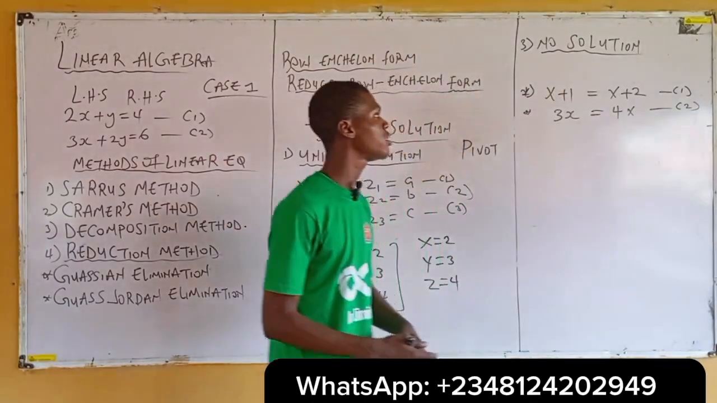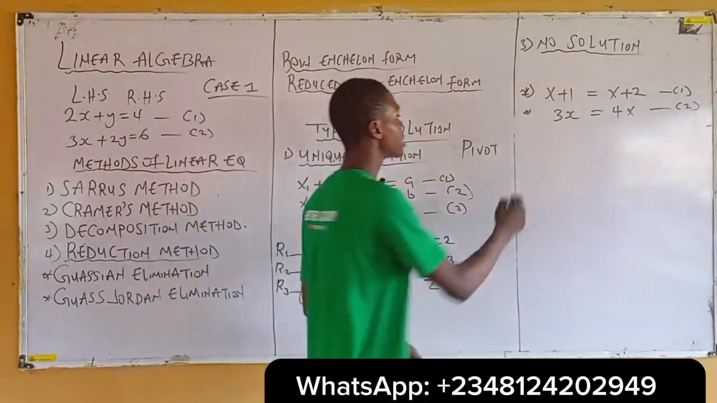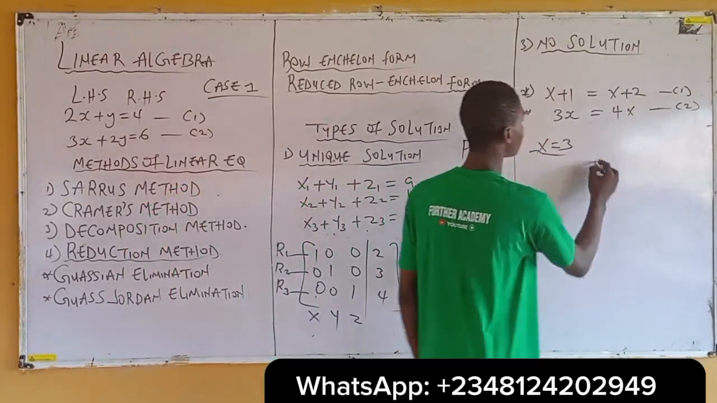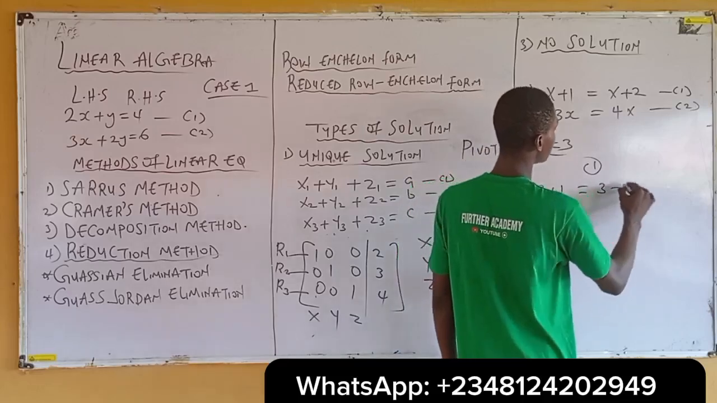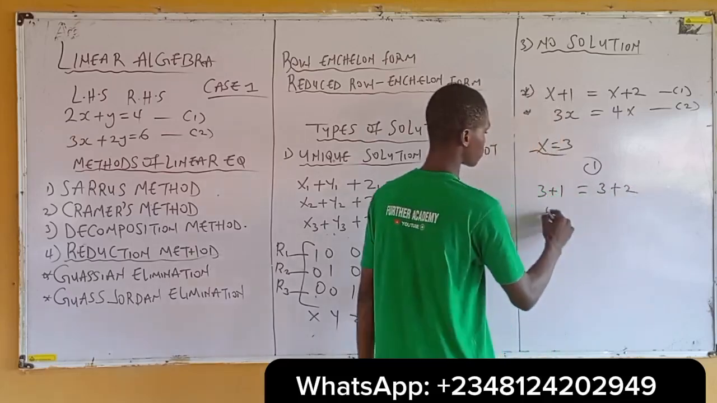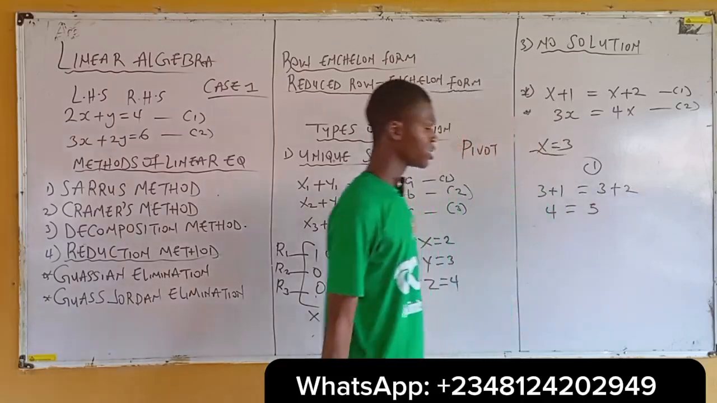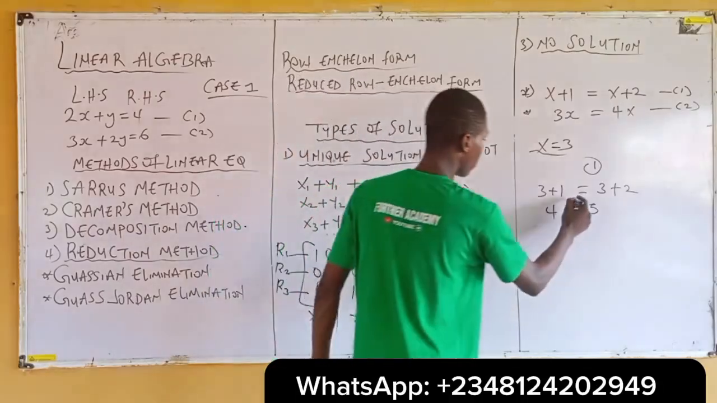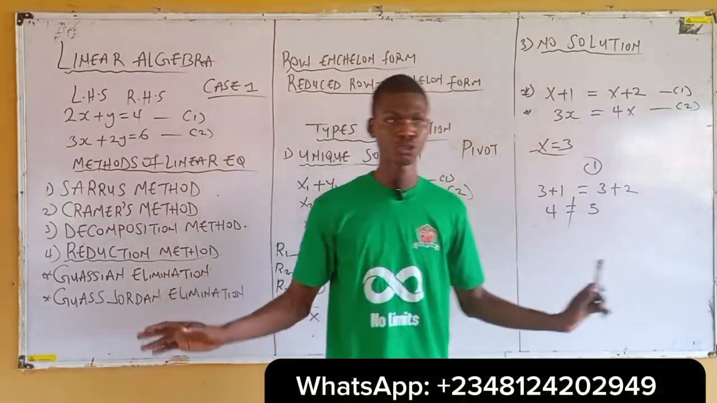Now, let's assume any value of x. Let's say when x is equal to what? 3. When x equals 3, for the first one, what do we have? We have 3 plus 1 equals 3 plus 2. This becomes what? 4. And this is what? 5. What does this mean? We are saying 4 equals 5. Is that possible? No, meaning 4 is not equal to what? 5. Meaning for this equation, no solution.